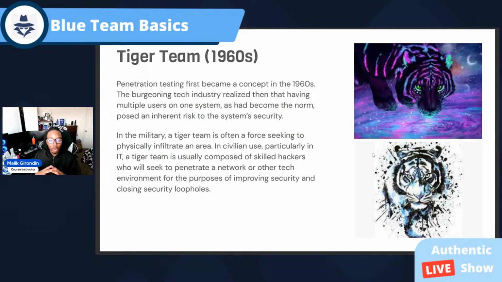The burgeoning tech industry realized then that having multiple users on one system, as had become the norm, posed an inherent risk to the system security. Guys, if you've been in cybersecurity, study cybersecurity, pursuing cybersecurity, you know that humans are the weakest link. Trust me, I'm telling you. Some of these end users, shout out to the end users, man, I hate changing my password every 6 months. Why do I have to put a complex password? Why can't I put fall 2023? All right. Why? This is what's going on through the mind of an end user. They're the weakest link. And you're having multiple users on one system? That's going to pose a threat.